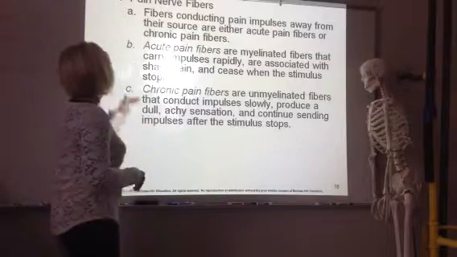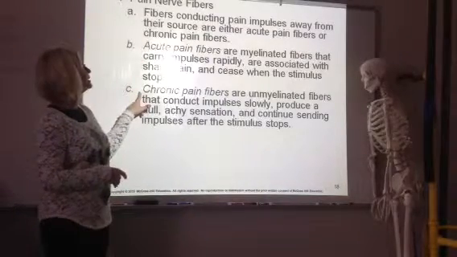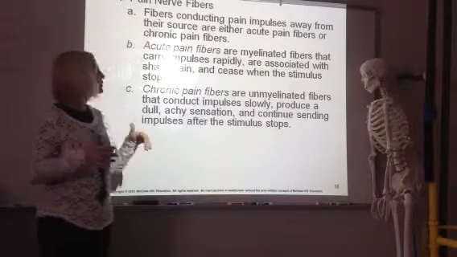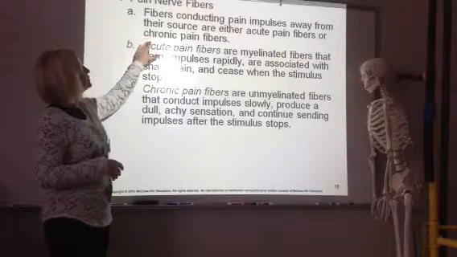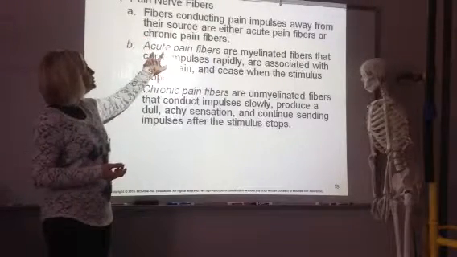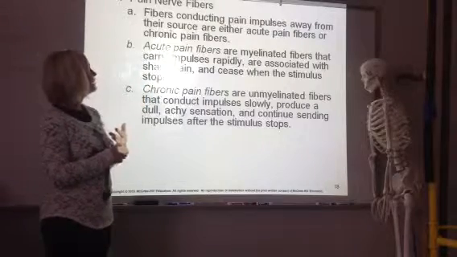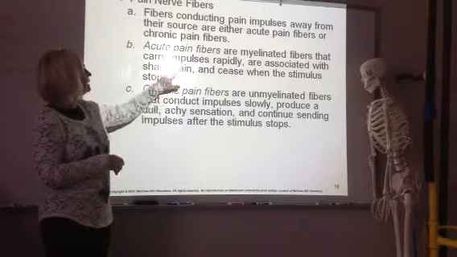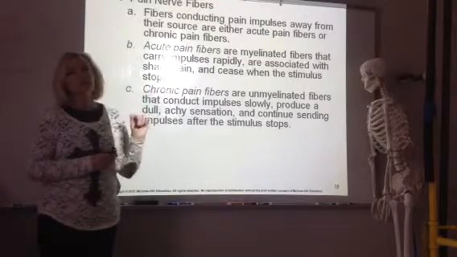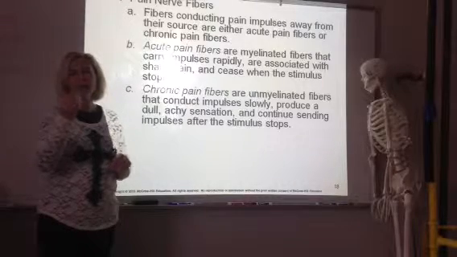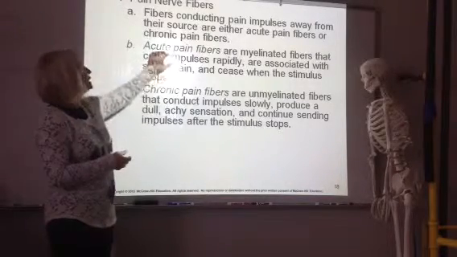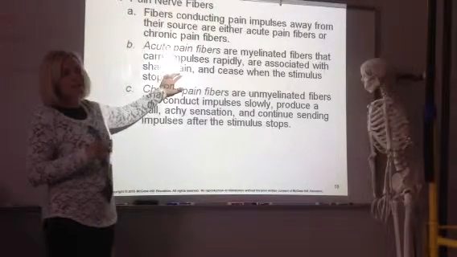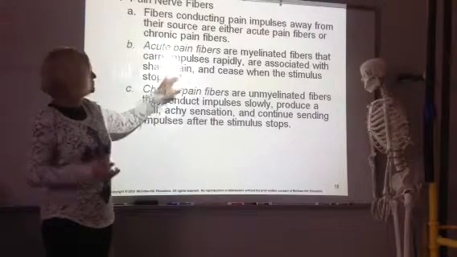So pain fibers, there's acute pain and there's chronic pain. Nerve fibers are going to conduct impulses from their source, and that source might be acute or it might be chronic. Acute fibers are myelinated fibers, they're covered fibers. They carry impulses rapidly and they're associated with sharp pain. So if you ever step on a nail or something like that, acute pain, it's there right away. It's a sharp pain. It's not going to last forever.